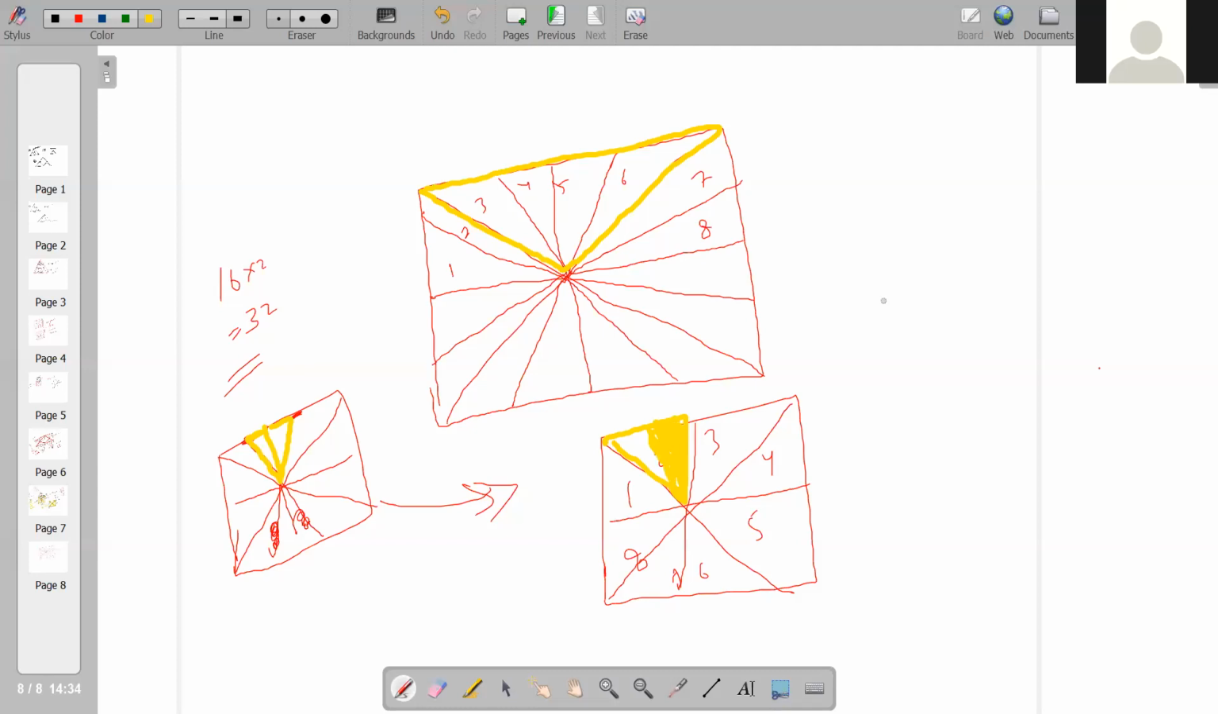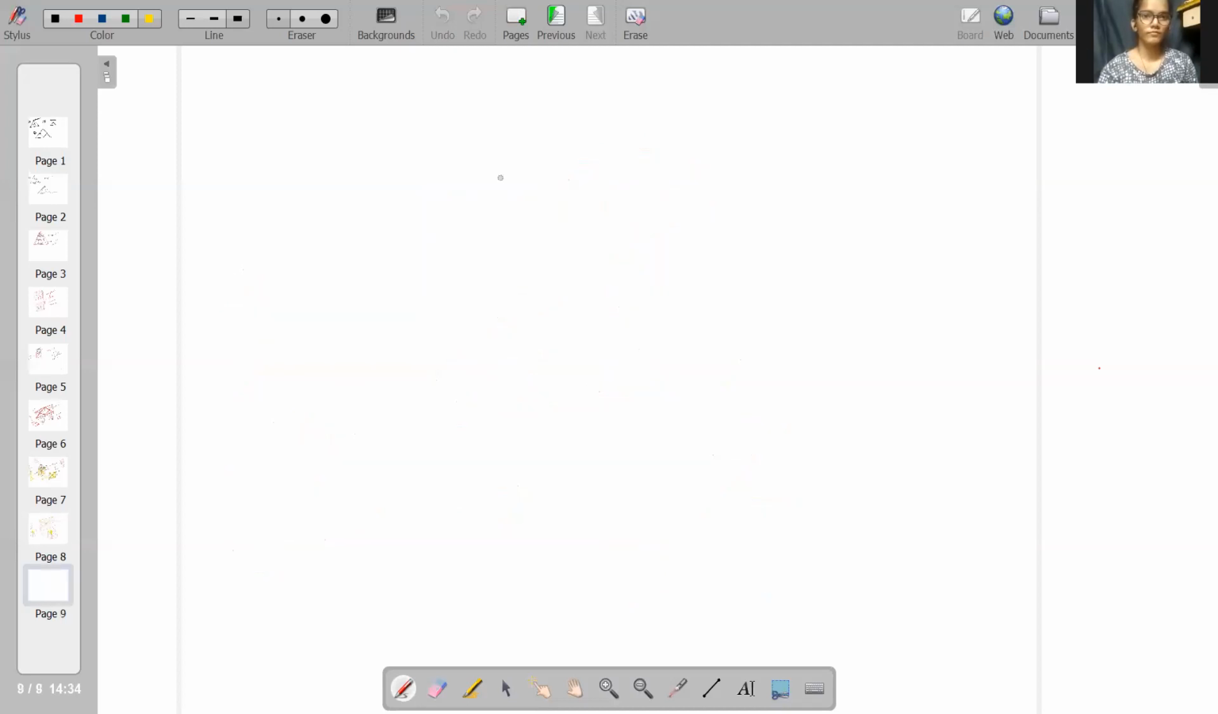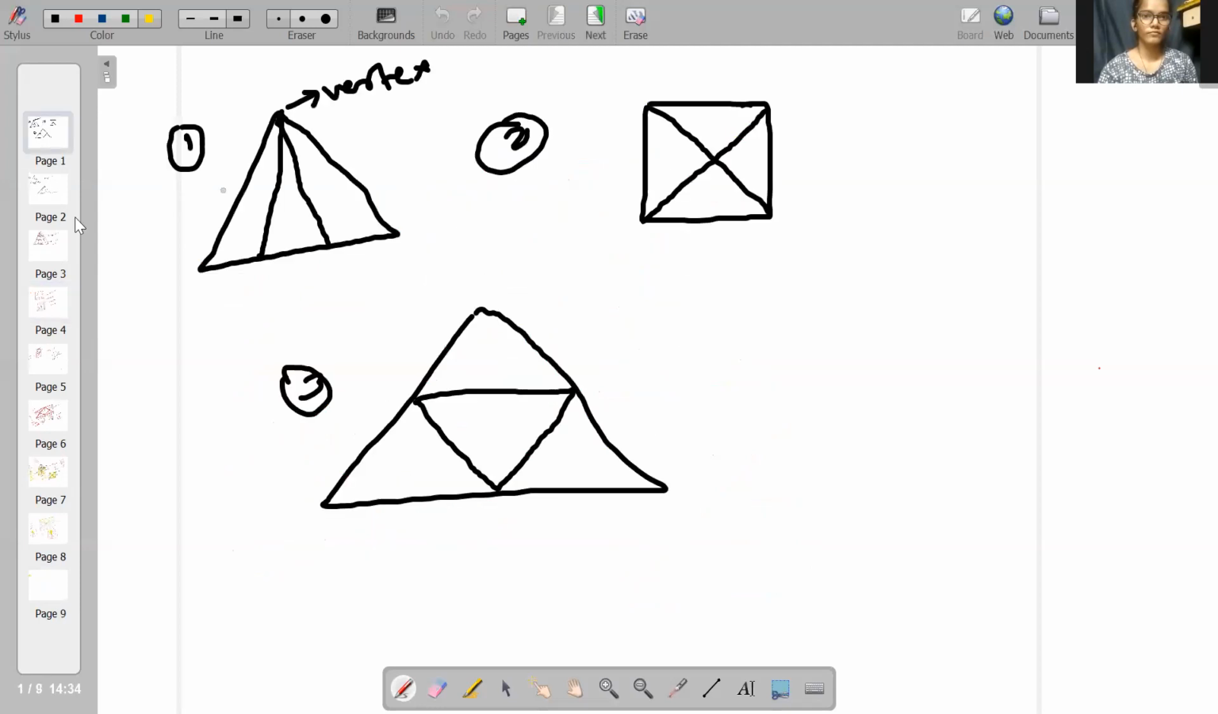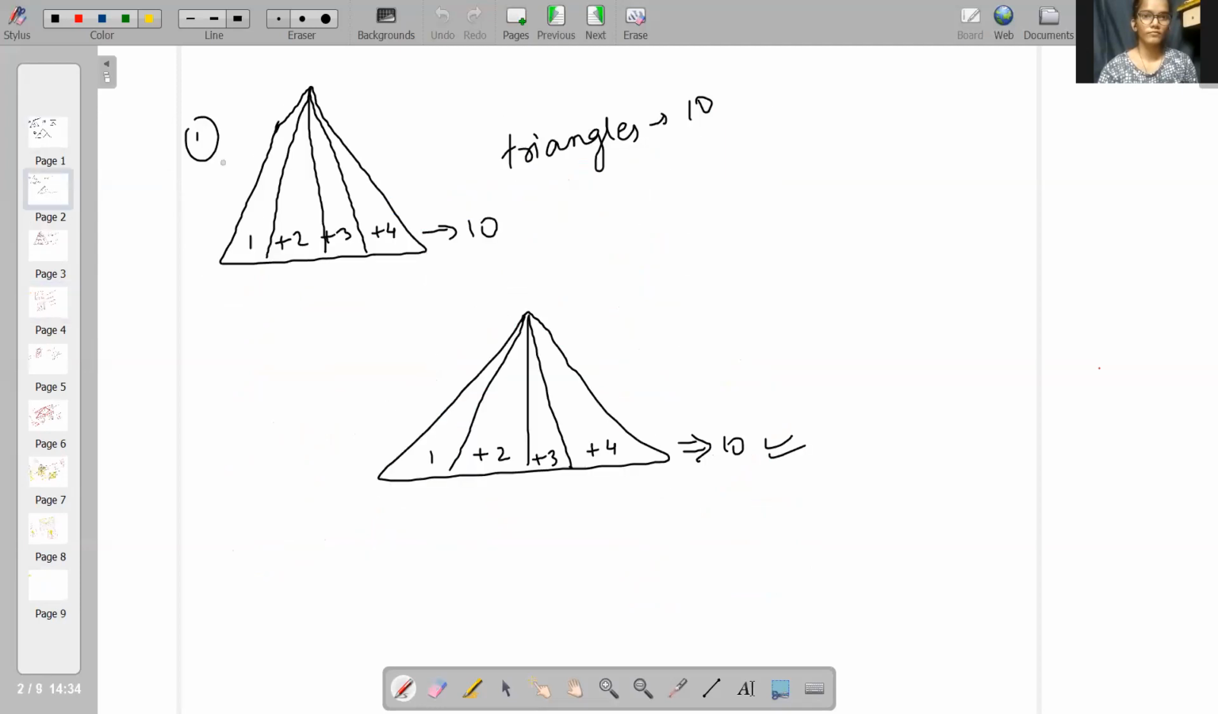So we cannot use that square formula. Clear? Yes, sir. Okay. Now let's look at the third type of triangle. This is the first type. This is the second type. Now let's look at the third type of triangle.